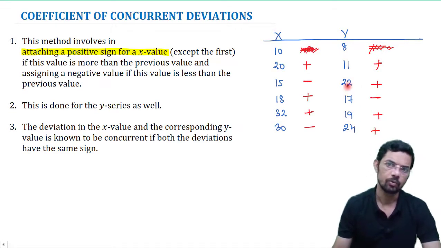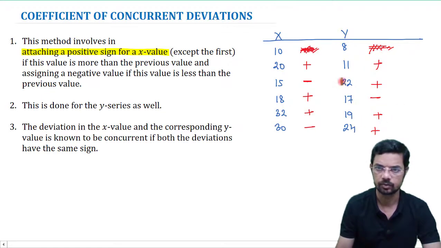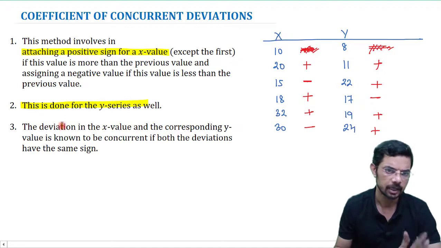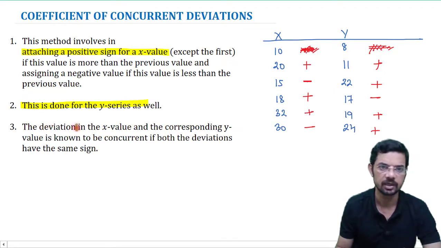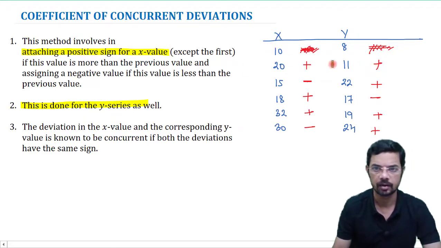Now what are we supposed to do? We have already done that for the Y series also. This is the X series and this is the Y series. For the Y series also we have assigned the signs, so the second step is also done. Next step is that the deviation in the X value and the corresponding Y value is known to be concurrent if both the deviations have the same sign. If the deviations are concurrent, then we assign a positive sign.